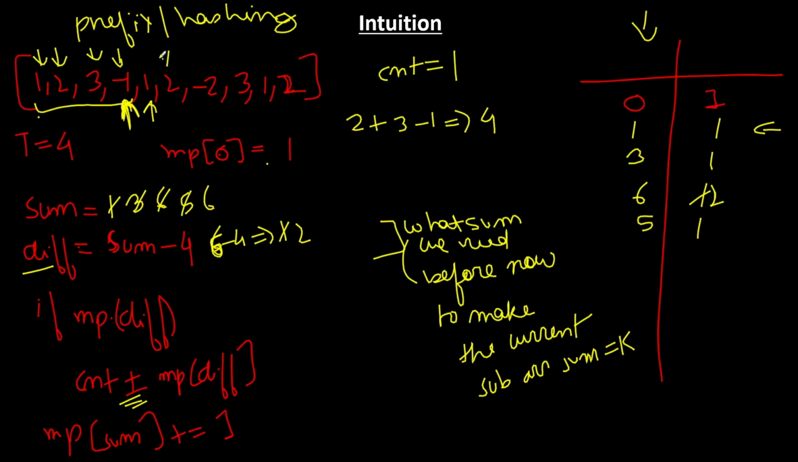We move ahead. We are in here. Now 6 plus 2, it is 8. Then 8 minus 4 is 4, right? And we look into the map, there is no 4, right? So what we do, we put 8 here, we count as 1.